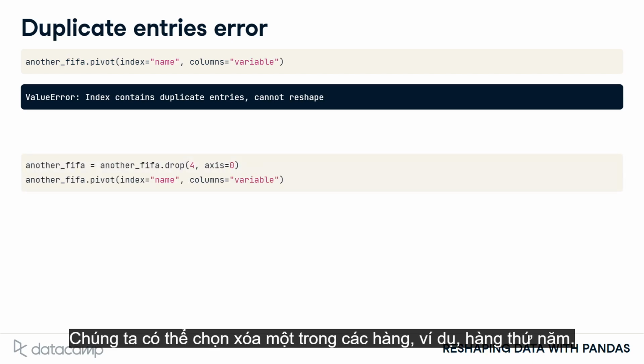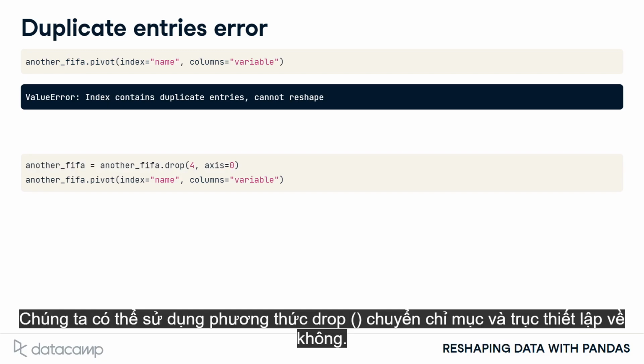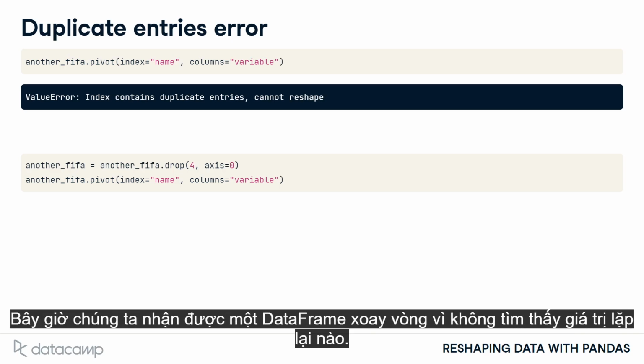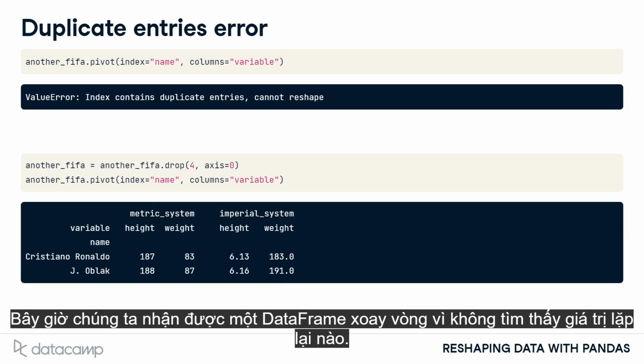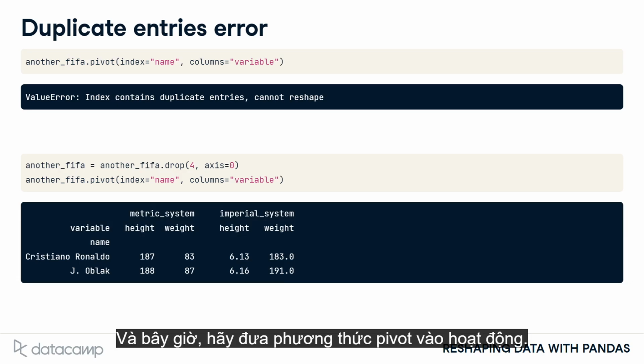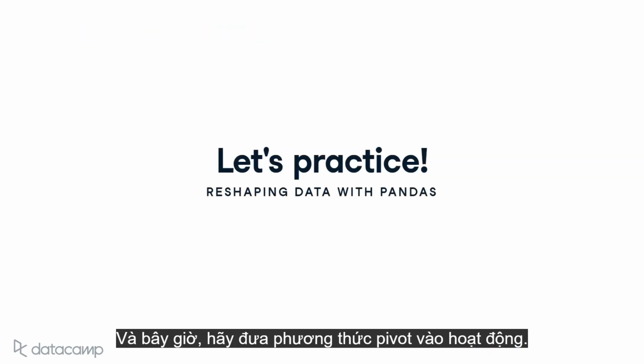We can choose to delete one of the rows, for example, the fifth row. We can use the drop method, passing the index and setting axis to 0. We now get a pivoted data frame, because no repeated value is found. And now, let's put the pivot method in action.